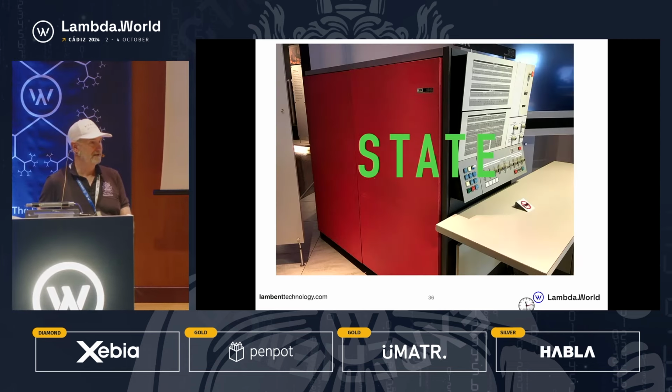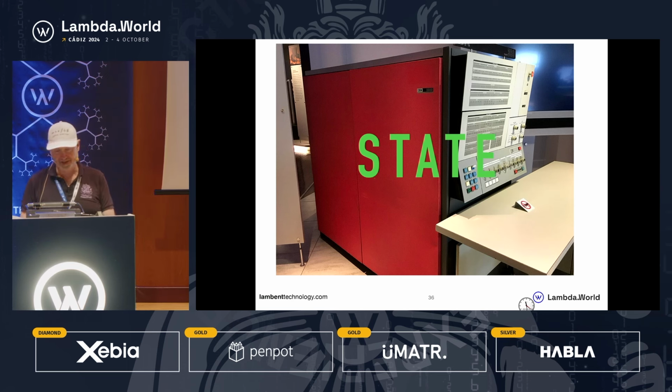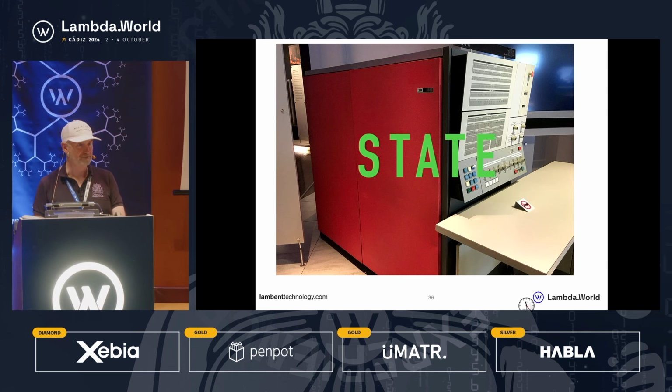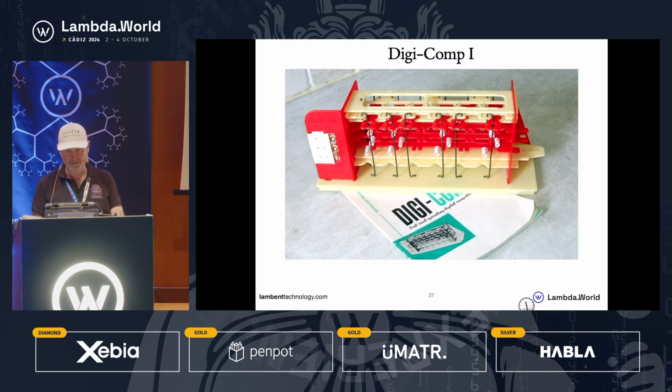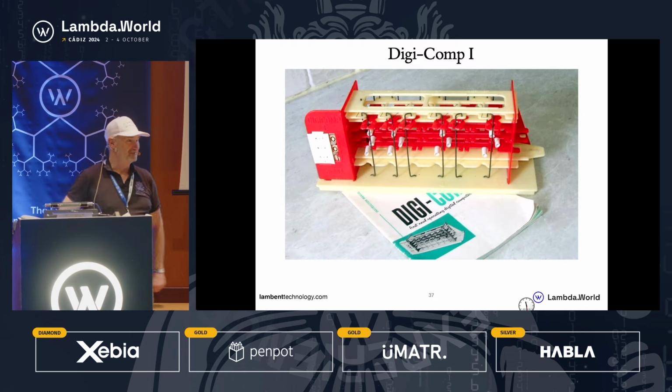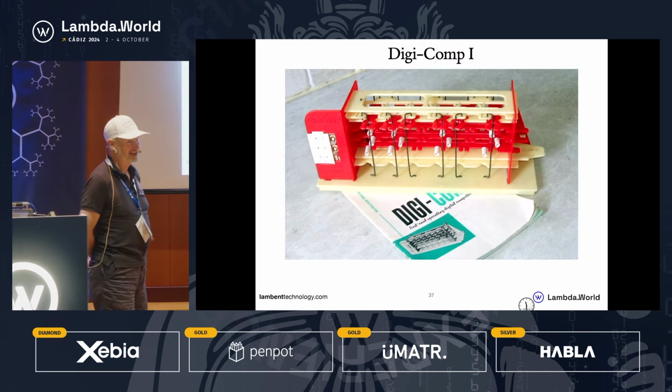State. The IBM System 360 is still basically a machine for managing state, and the programs for it are describing manipulations of state. This is my first computer, the Digicomp 1, also from about 1964.